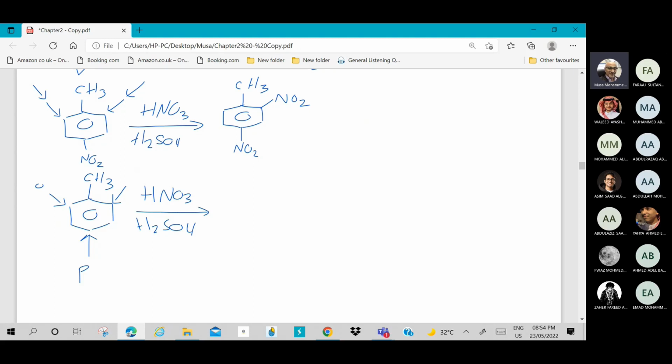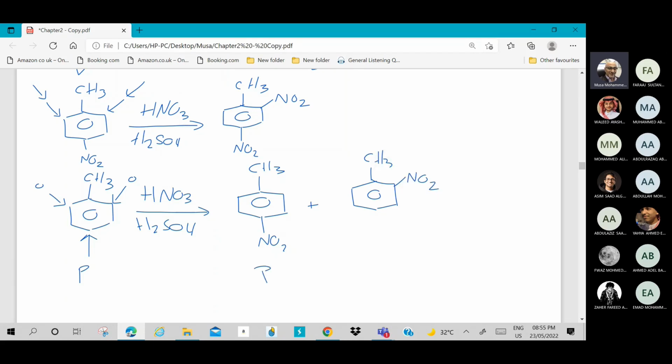Now, statistics says that two hydrogens should form the ortho product. So you expect that the ortho product should be high. However, the para has an advantage in chemistry. These are the two products. Let's just put them here. This is CH3 and this is NO2 plus. This is CH3 and this is NO2.